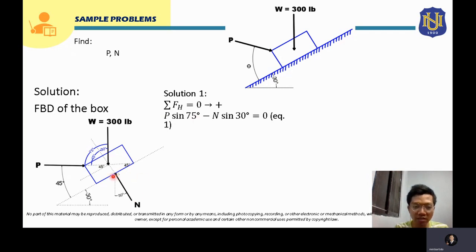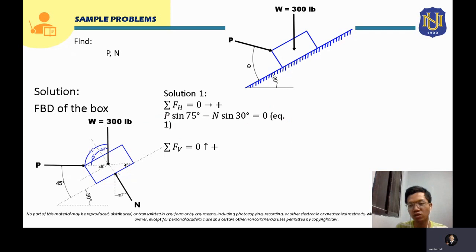Now for normal force N, the horizontal component of normal force N is N sine 30 degrees, since our angle here is from the vertical. It is directed to the left, that's why it's negative here. Those are the forces that have a horizontal component, and it will be equated to 0, and this will now become our equation 1.